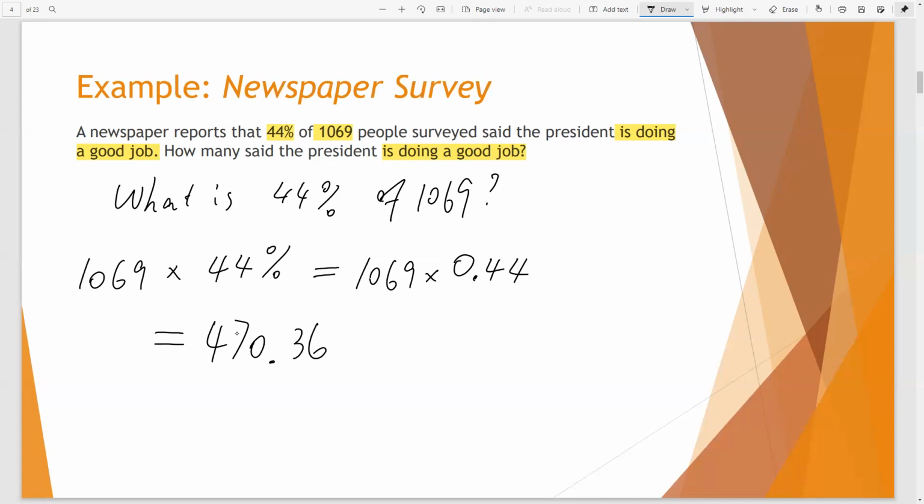But of course, intuitively, we're counting the number of people, so we need to round it to a whole number. Since the digit after the decimal is 4 or below, we round down. That will be 470 people who said the president is doing a good job.